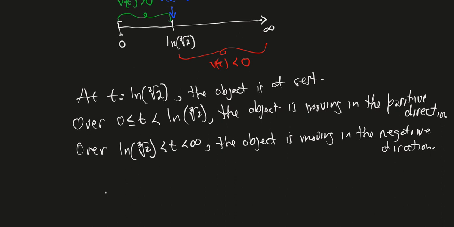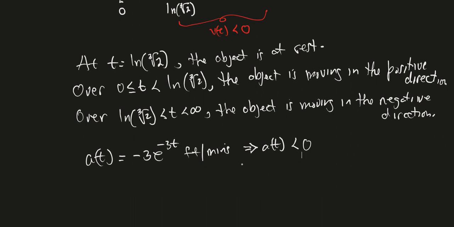Now, as far as speeding up, right? If we look at the acceleration, remember a of t ended up being negative 3 e to the negative 3t feet per minute squared. Well, that means the exponential function itself is always positive, and then we're always multiplying by negative 3. So a of t is always a negative quantity, right? So a of t is always negative.